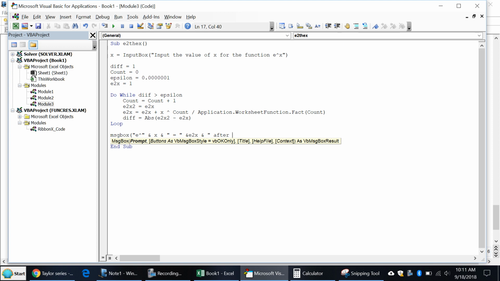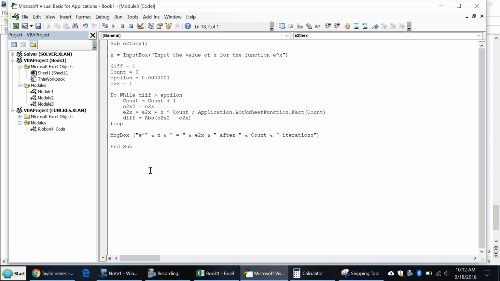And the only reason why I'm doing this is just to give us a little more information when we run it. But I could be lazy and just say, give me the answer. So just have like message box e to the x, and I would be done. So this is really just icing on the cake.